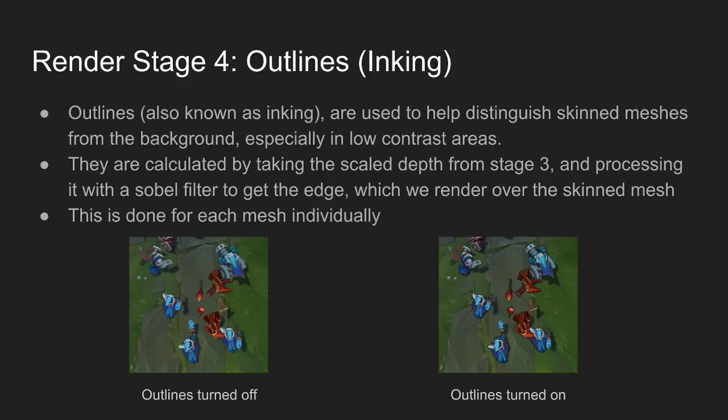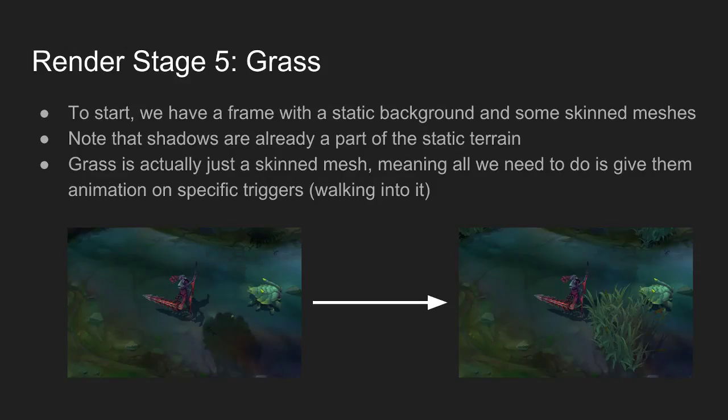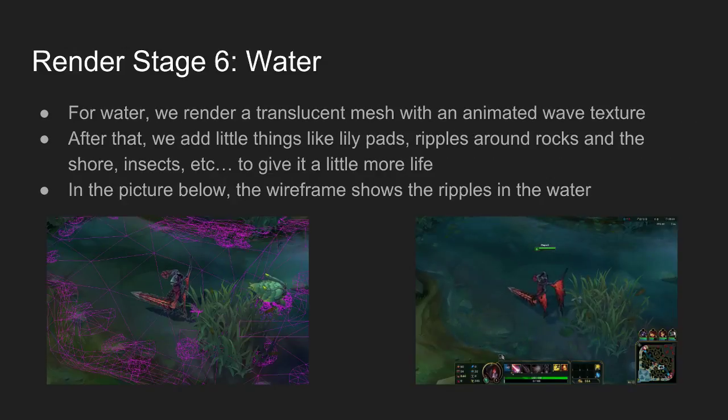They're calculated using the scaled depth of the mesh, and using a Sobel filter to get the edge, which is then rendered over. Grass is simply a skin mesh that has its shaders drawn as a part of the texture of the mesh. Water is animated through putting translucent mesh animations for waves and ripples around objects like rock.